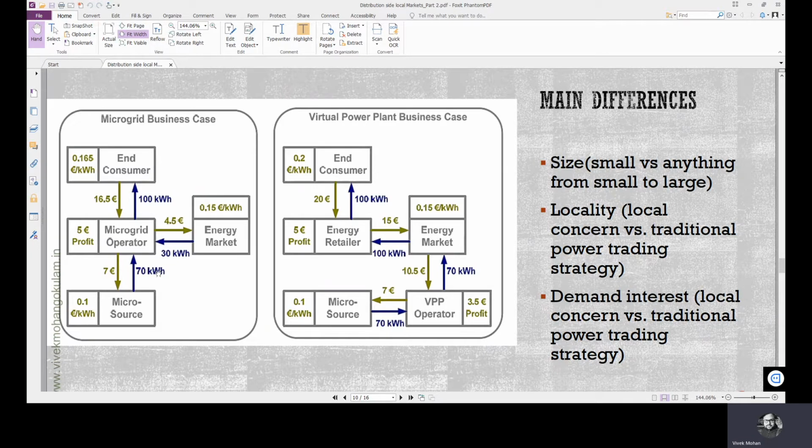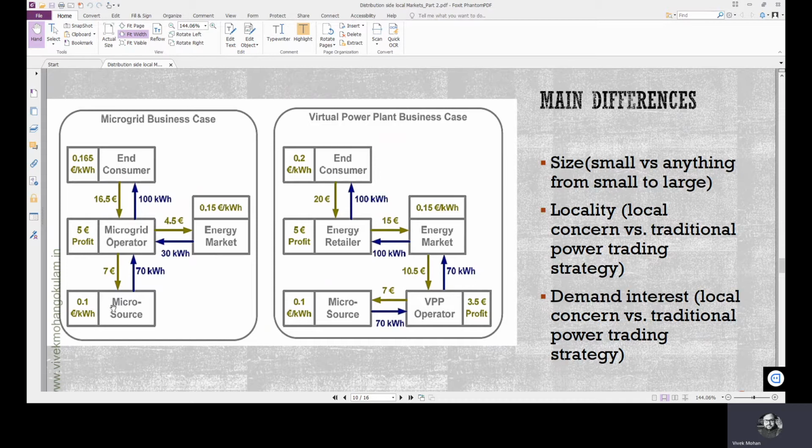This 70 is bought at 0.1 euro per kilowatt hour and this 30 is bought at 0.15 euro per kilowatt hour. So 4.5 euros is paid by the microgrid operator to the energy market, and the microgrid operator pays 7 euros to the micro source. So the total expense is 7 plus 4.5, which is 11.5 for the microgrid operator, but he gets 16.5. So 5 euros is the profit for the microgrid operator.